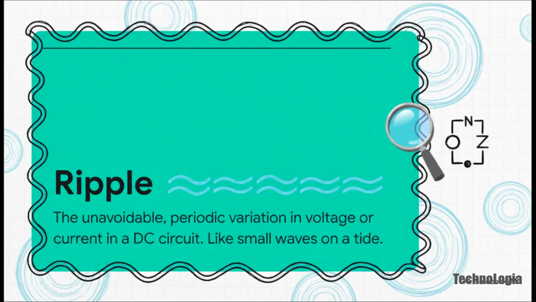And honestly, the best way to picture it is to think of the main DC voltage as this big, steady ocean tide. The ripple, that's just the small, predictable waves riding right on top of it. It's always there, and engineers have to design around it.